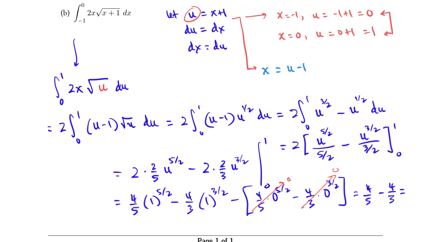The common denominator is 15. So we have 12 minus 20, which is negative 8. Negative 8 over 15 is the exact answer, and it is approximately negative 0.5333, rounded to 4 decimal places.